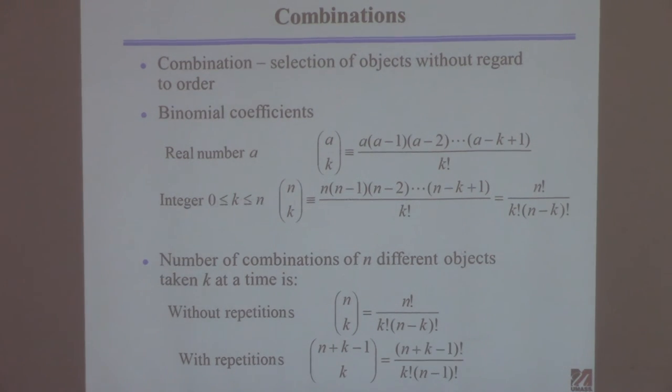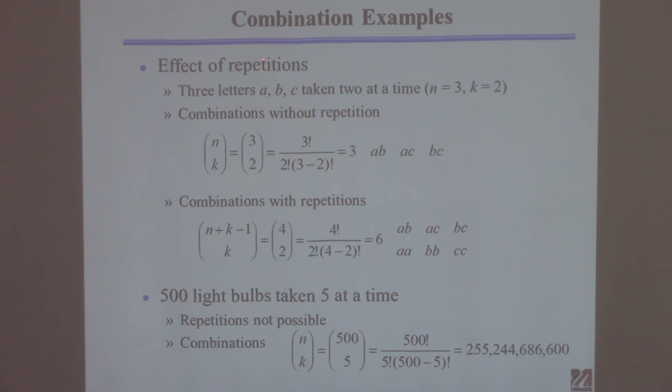All right, so let's see how we use this thing, okay? So let's say we have three letters, A, B, C. We want to take them two at a time. In other words, we're not a very sophisticated society. We've only come up with three letters currently. And we want to know how many words we can form if we have two letters each, okay? So n is three, right? Three letters total. We're taking them two at a time, so k is two. We use this formula here.